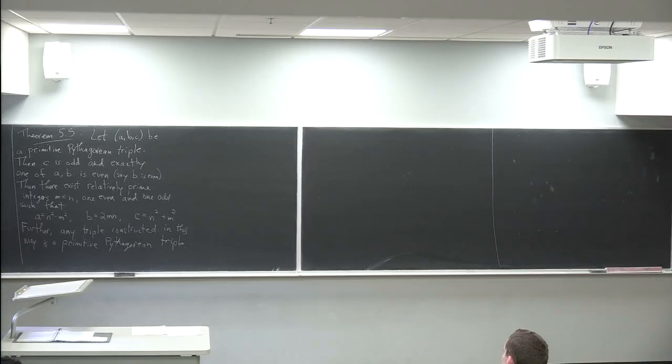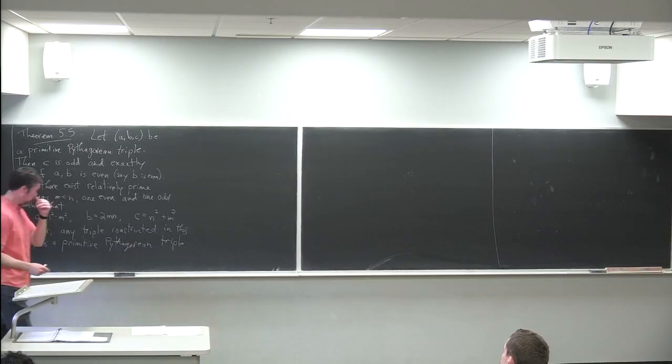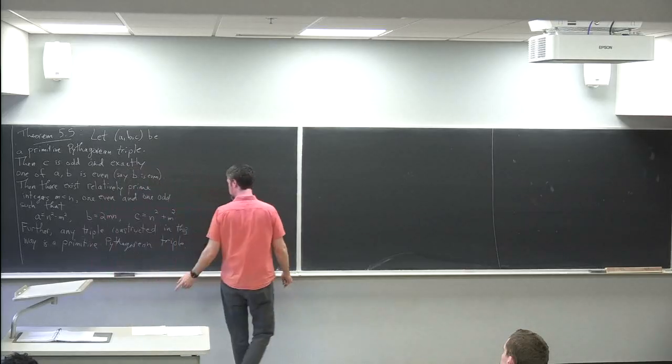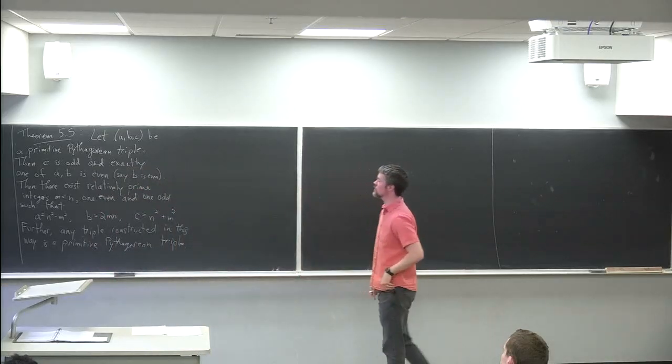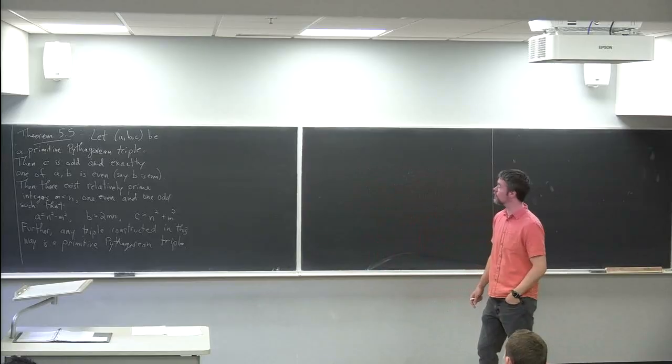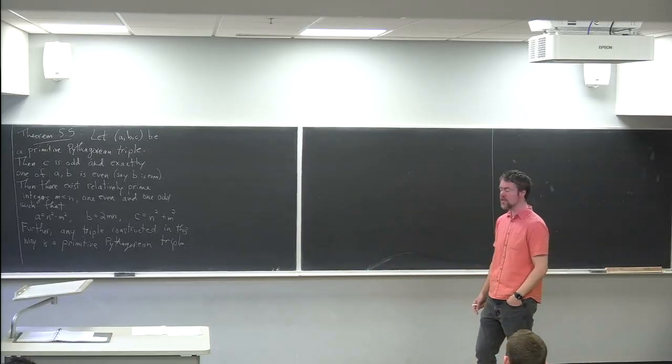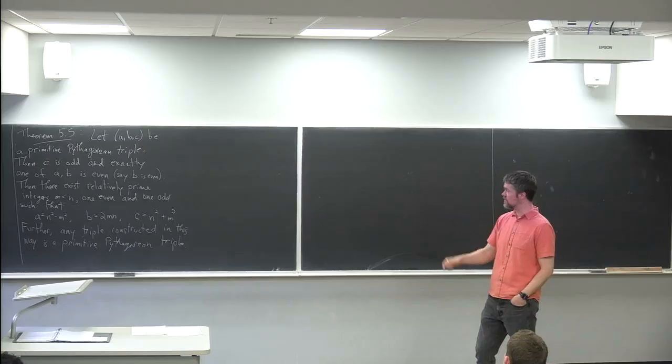Okay, and then the other side of the story is that if you look at it the other way and you start out with an M and an N and try to build an A, B, C, it will always give you a primitive Pythagorean triple. So you can think of it as a generator for making primitive Pythagorean triples. Just pick an M and an N that satisfy the requirements and then build them.